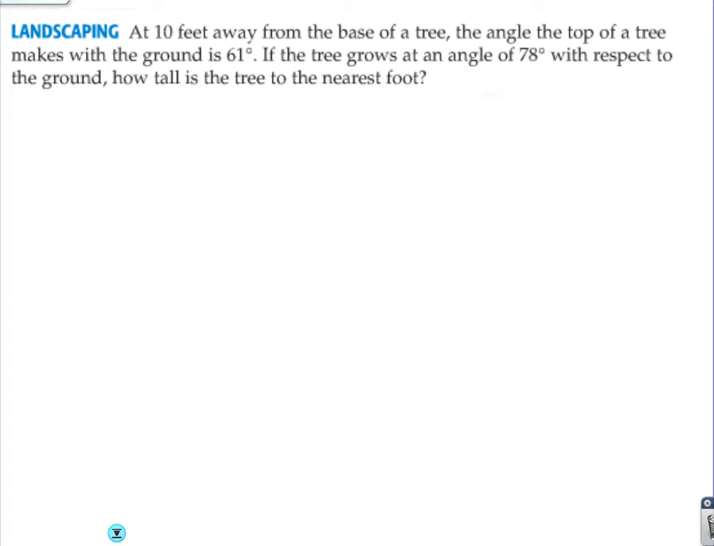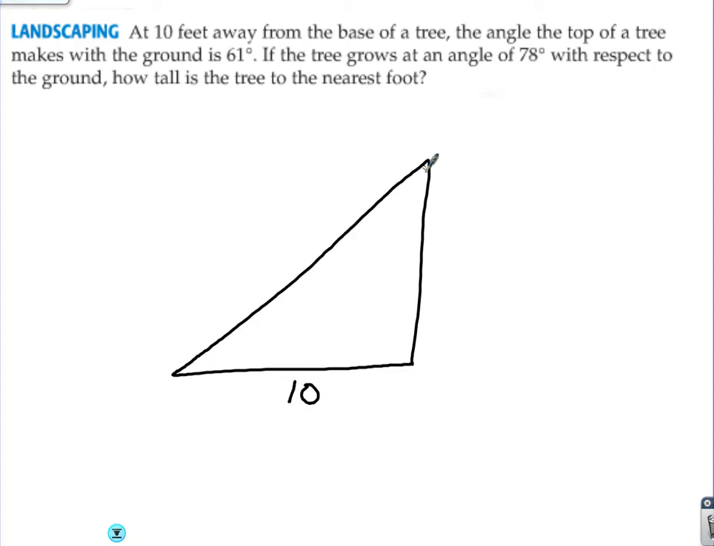At 10 feet away from the base of a tree, okay, here's a tree, and you're 10 feet away from it. At 10 feet away from the base of a tree, the angle the top of the tree makes with the ground is 61 degrees. If the tree grows at an angle of 78 degrees with respect to the ground, didn't draw that right, did I? How tall is the tree to the nearest foot?